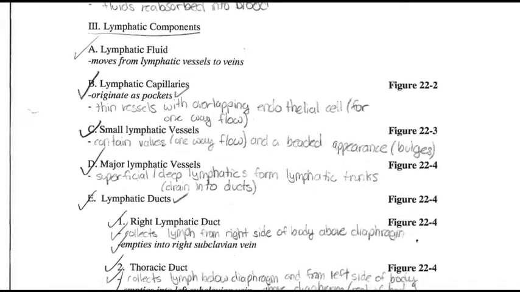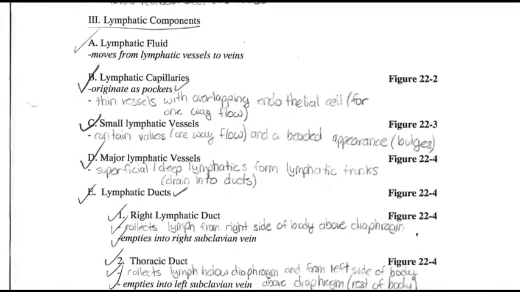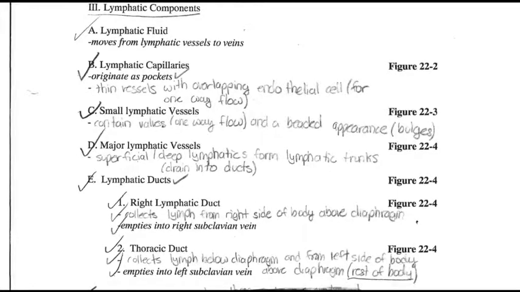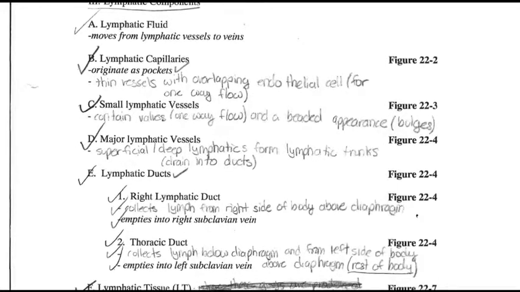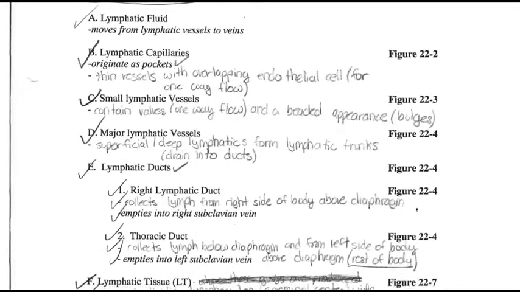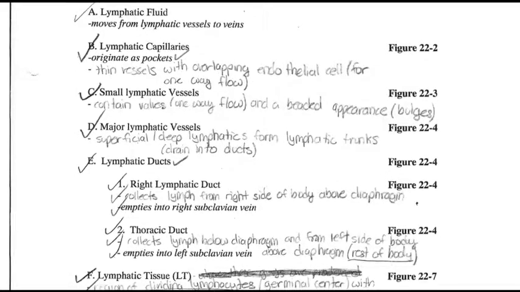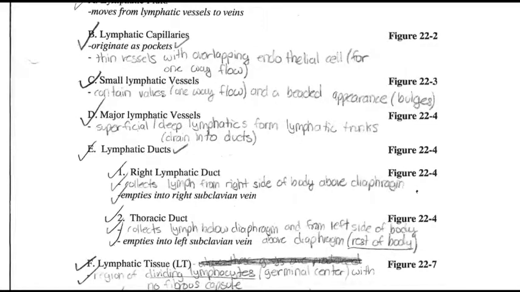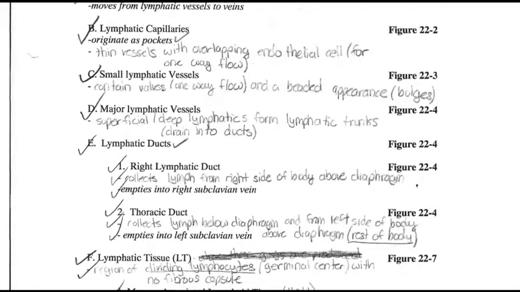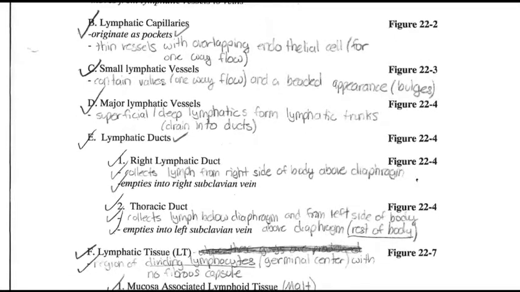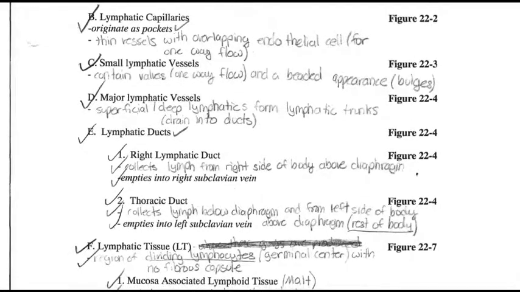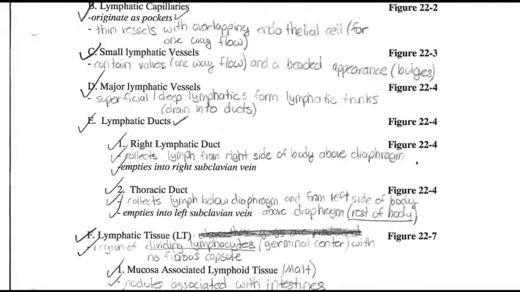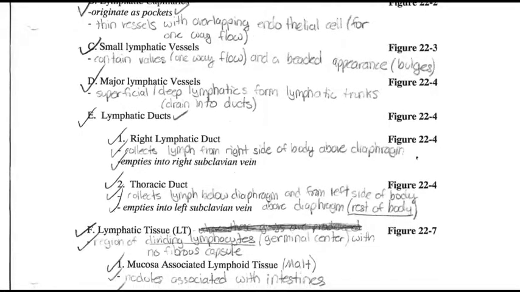E. Lymphatic ducts. The right lymphatic duct. The right lymphatic duct collects lymph from the right side of the body above the diaphragm. It empties into the right subclavian vein. The thoracic duct. The thoracic duct collects lymph below the diaphragm and from the left side of the body. It empties into the left subclavian vein.